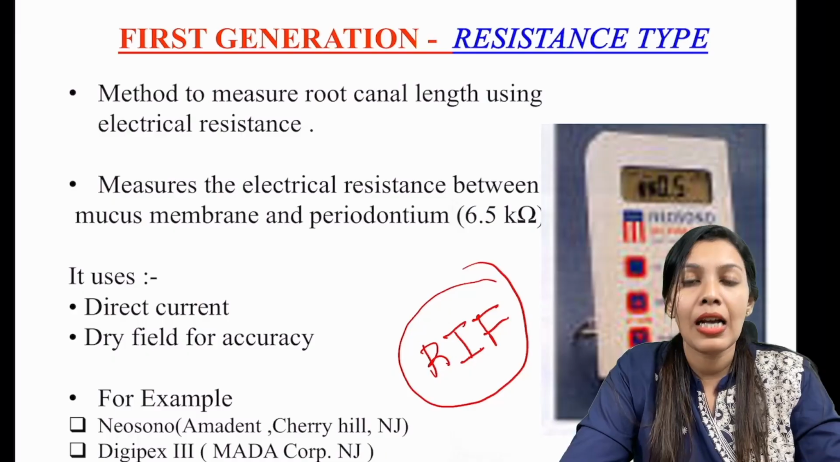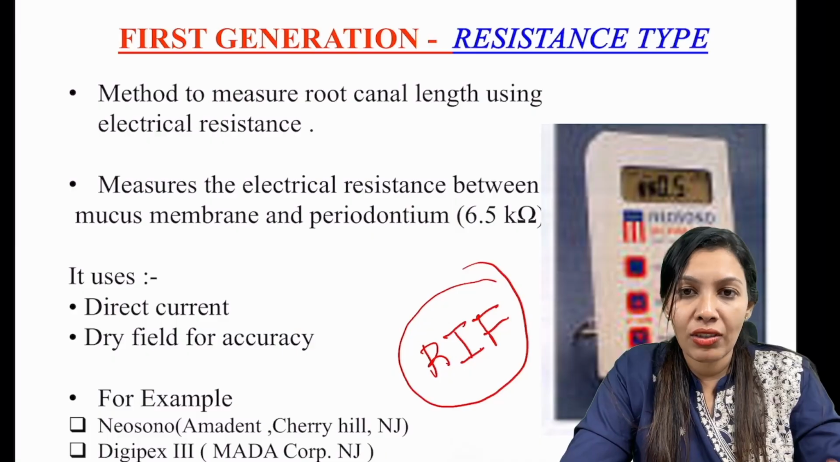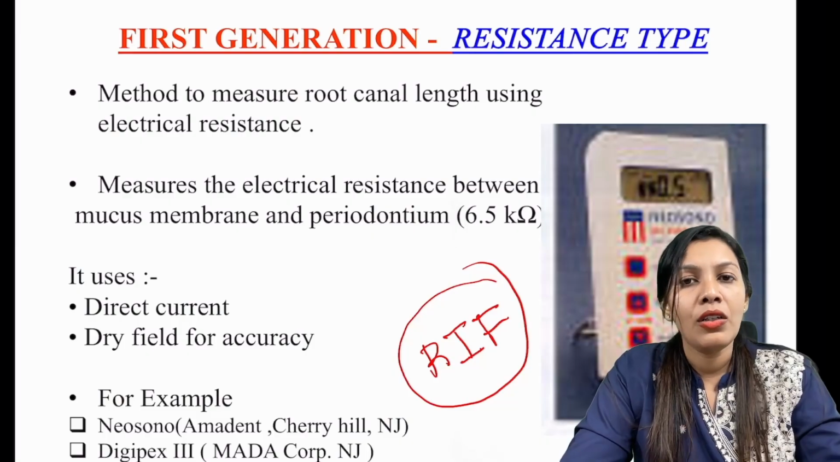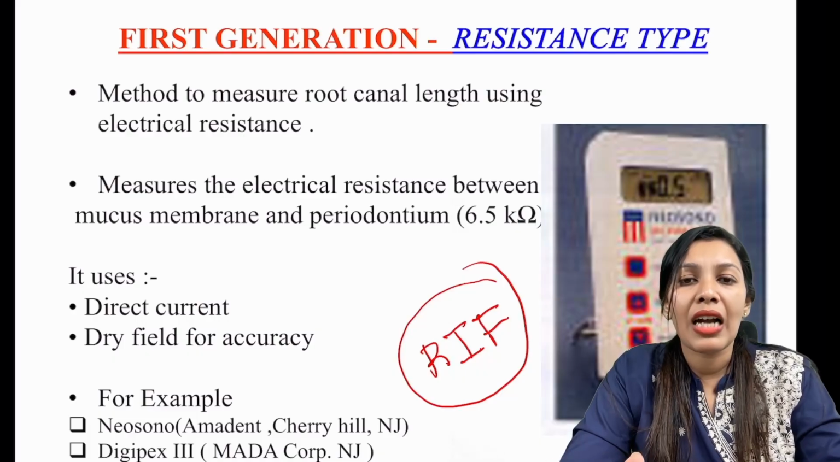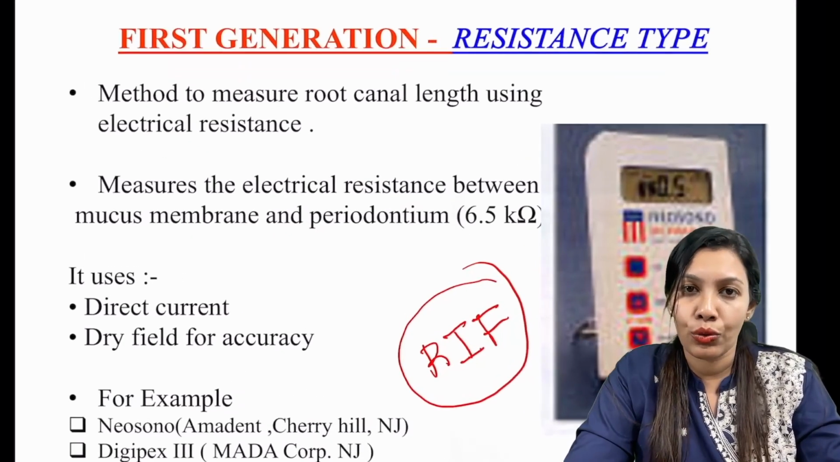First is resistance. So the first generation usually calculates based on the resistance. As I said earlier, the electrical resistance between the mucous membrane and periodontium is matched as 6.5 ohm. It uses direct current, and a very important thing, it requires a dry field. And some examples, just for your knowledge, are Apex Finder, Digipex and Neosono.